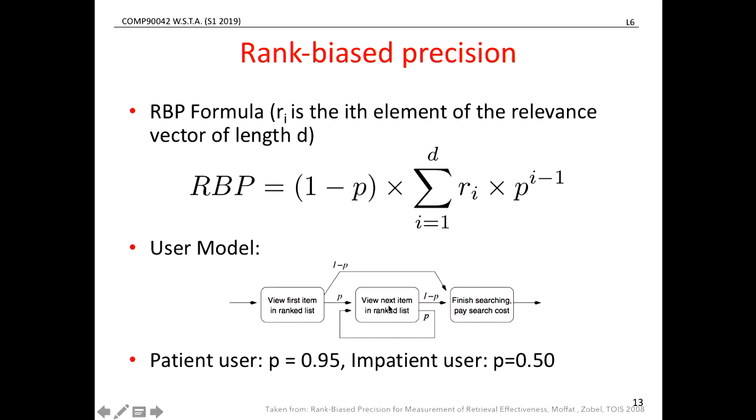If they decided not to stop, then they're going to view another item in the list, and they're going to throw the coin again. And they'll decide whether or not to stop or continue. And they keep doing this. They might end up going on for a long time, for instance, if they keep throwing heads, until they decide to stop. Now, depending on whether the coin is a fair coin, so just as likely to be heads or tails, or if it's biased one way or the other, we can model patient versus impatient users. An impatient user is going to very quickly give up. A patient user is going to keep going and going and going. So a patient user is going to be following this little loop here, and an impatient user is more likely to either go straight through or over the top.